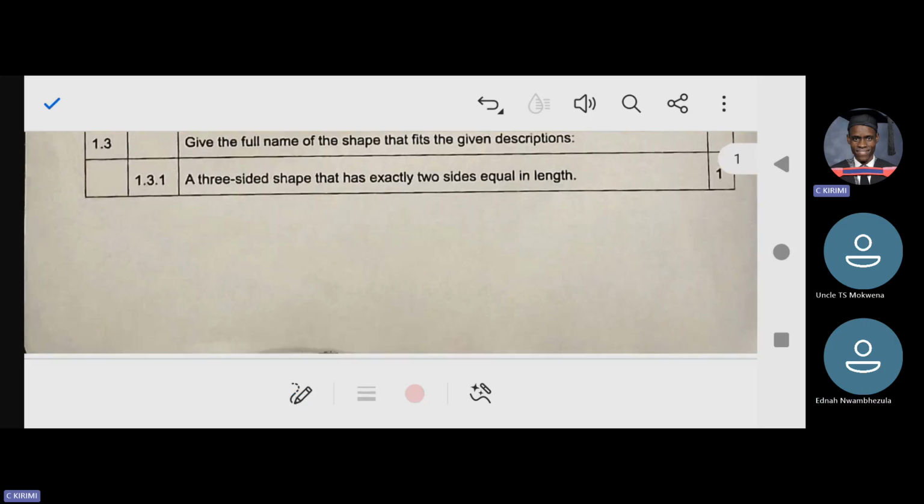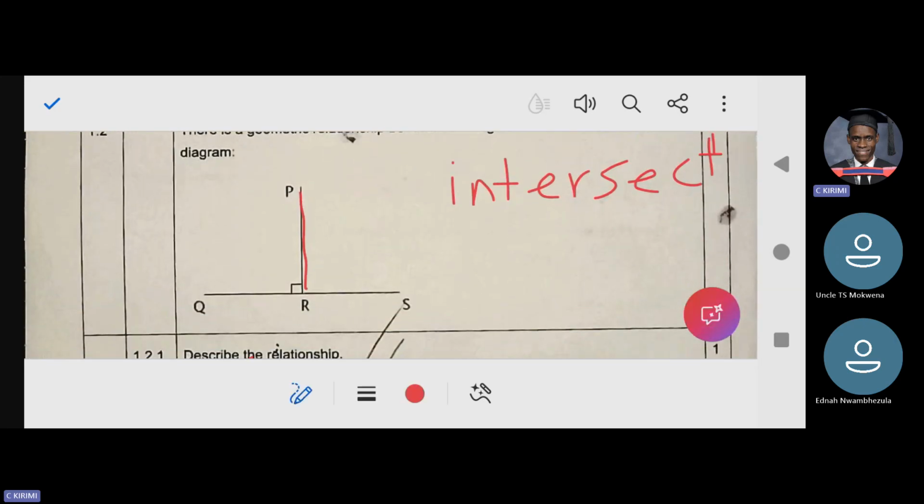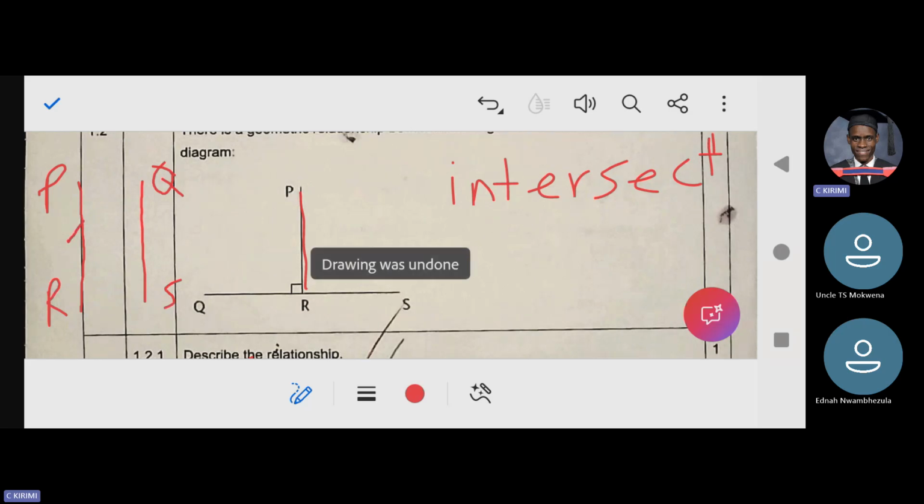If they wanted to use parallel lines, suppose they want to indicate parallel lines, how are they going to do it? They are going to give you two lines like this. Then they say this is P, and this is R. This is Q, and the bottom side is S. Then they indicate with arrows going upwards. Those arrows tell you that those two lines are parallel, which means they don't meet. If lines are parallel, they don't meet, like that.